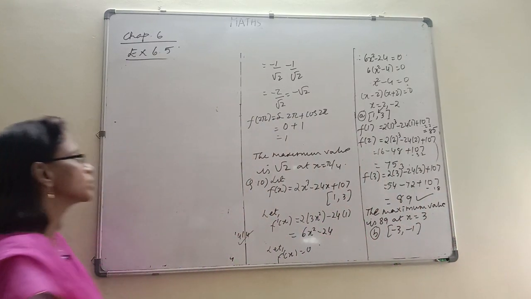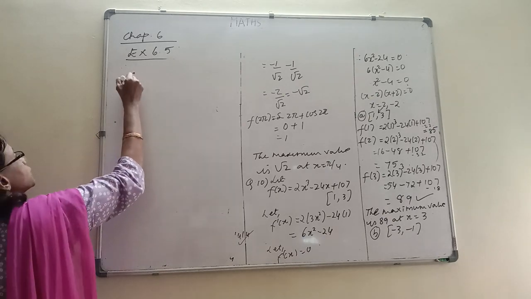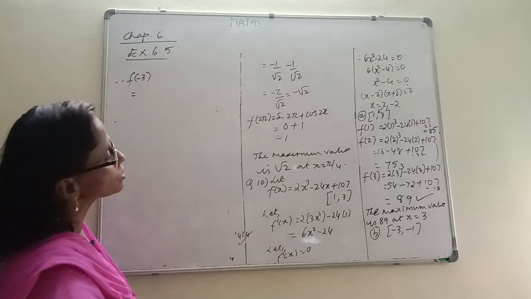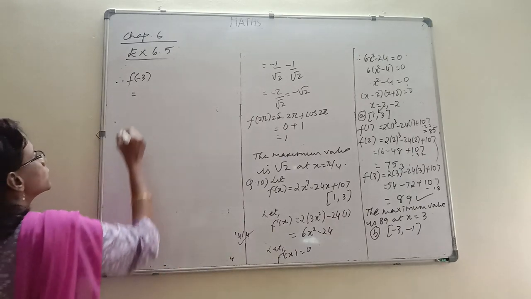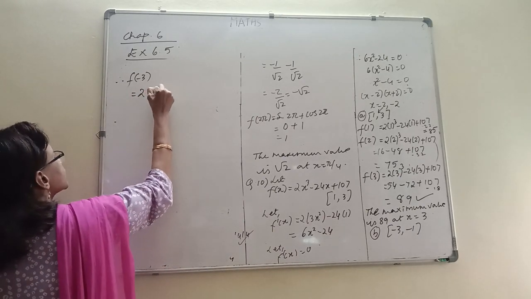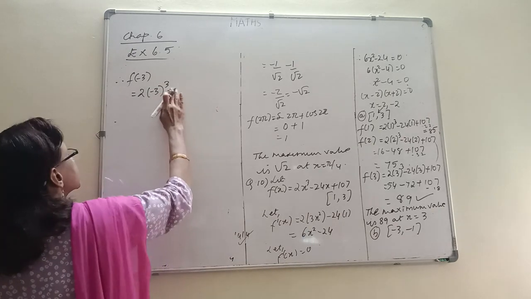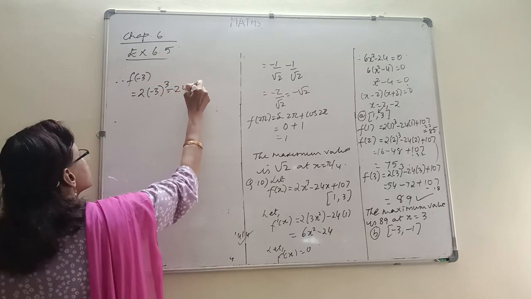All right. So it's for us to find f at negative 3 first. So f at negative 3 means it's going to be, where's my function? It's 2 times negative 3 raised to 3, minus 24 times negative 3.